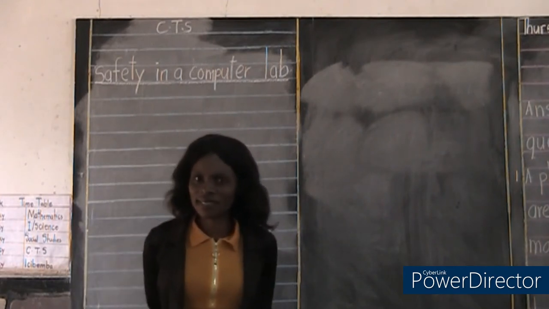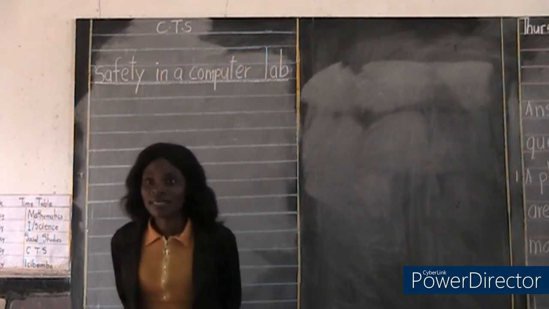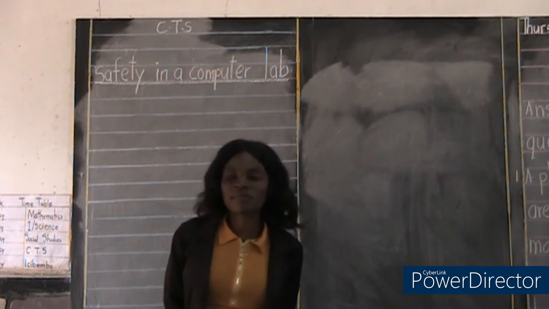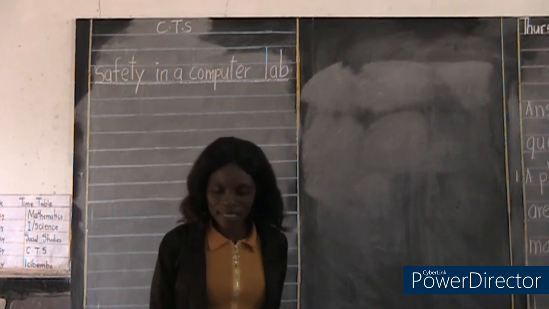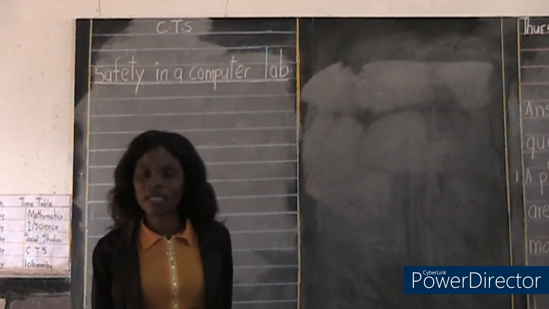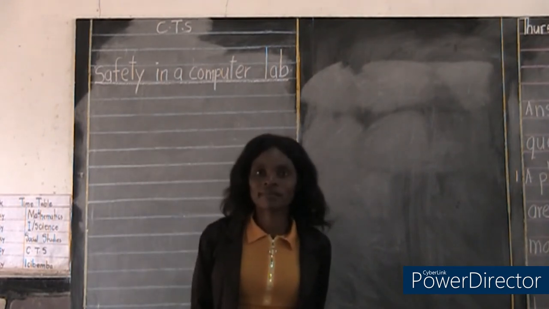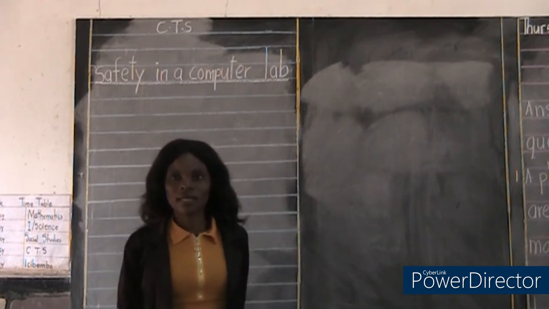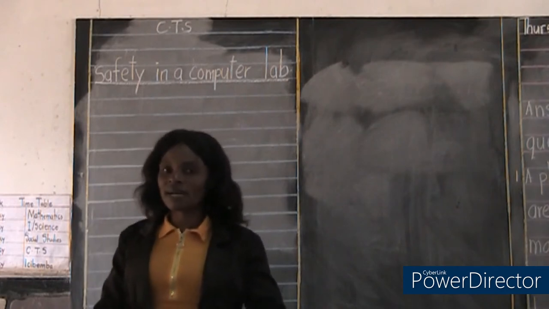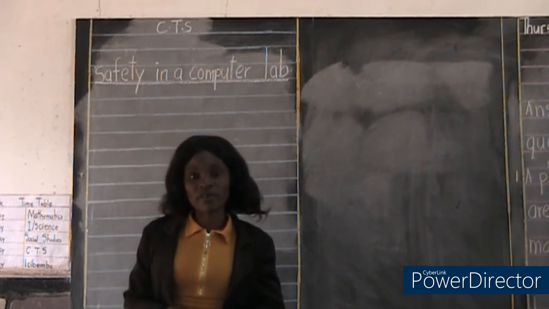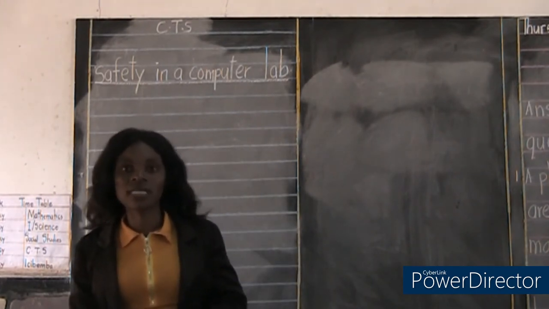What is safety? What did we say? Safety is being free from danger. Very good. And what is a workshop? A workshop is a place or a room where things are made and fixed. Very good. That is a workshop. So we learned about safety in a workshop, where we said you are supposed to be safe in a workshop by following the safety rules.